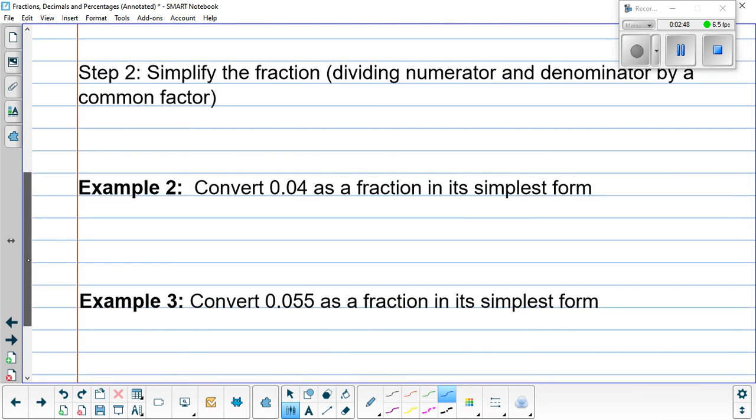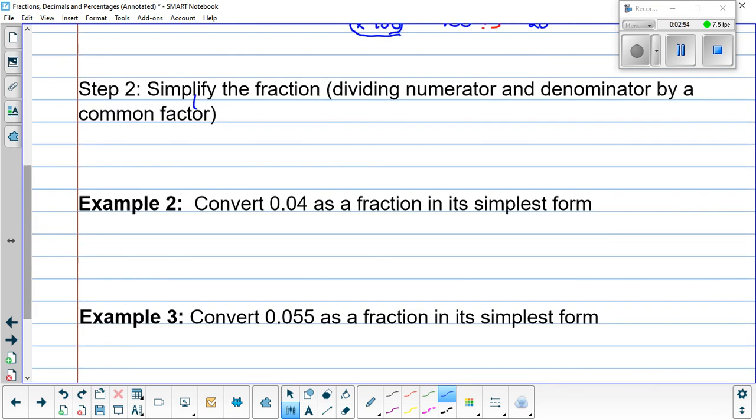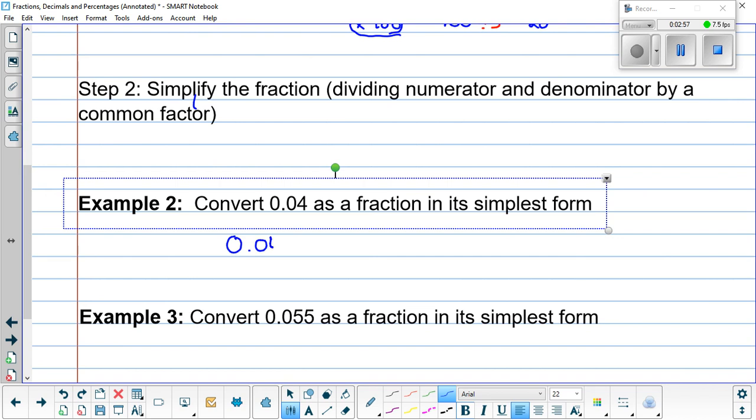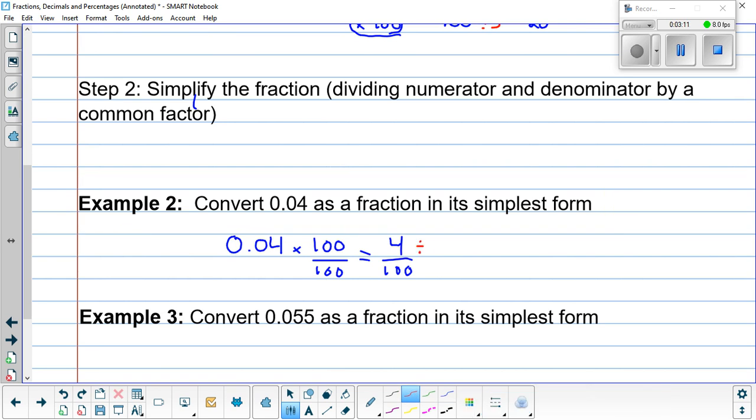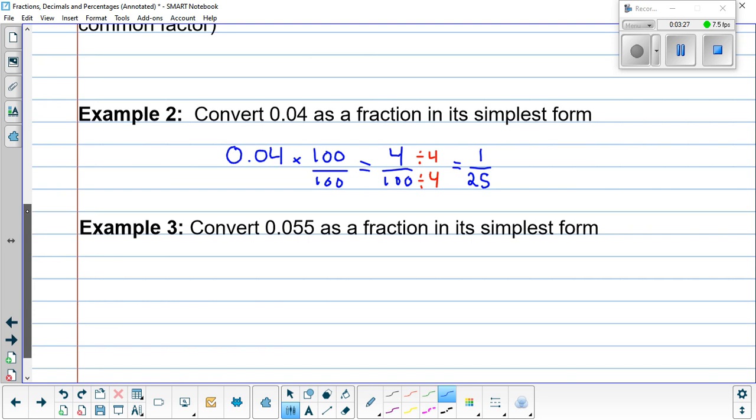So, example 2, 0.04. We want to have it as a fraction in the simplest form. First off, we'll multiply by 100 over 100, so we can get that as 4 over 100. Then we can divide the top and bottom by 4. As we've worked with this one before a few times, we find that it's 1 over 25. If you can't see that quick step in the middle with the red, don't worry. If you divide by 2 and then divide by 2 again, you'd get the same answer.